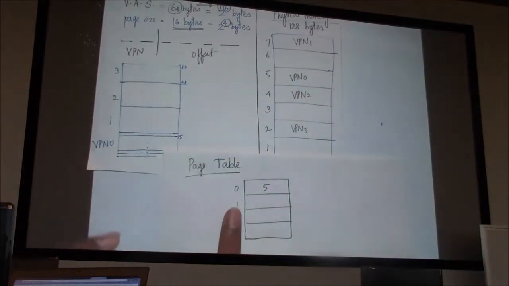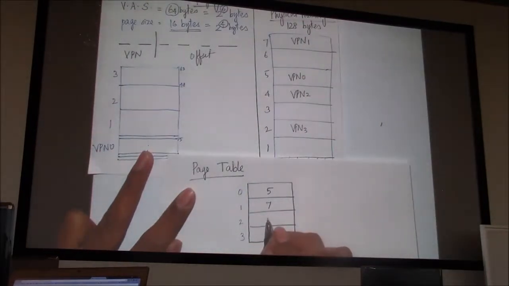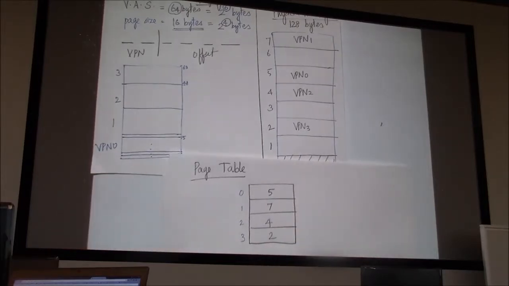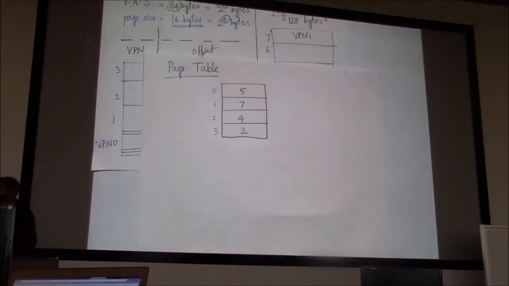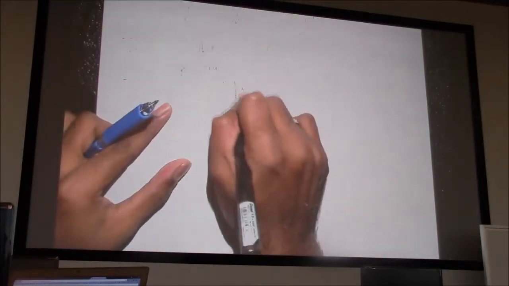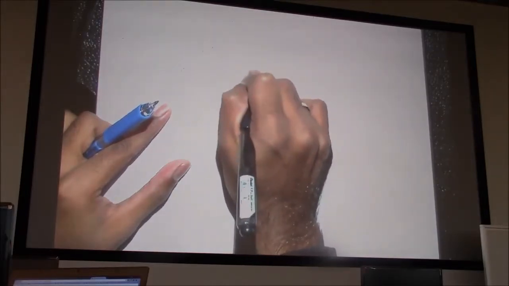Then VPN 1 is placed in physical frame 7. Then VPN 2 is placed in 4 and VPN 3 is placed in 2. Okay? Usually this is how a page table looks. It just has the mapping. One more important piece of information that this page table contains: this part that we saw till now is called the page frame number. It's right here.